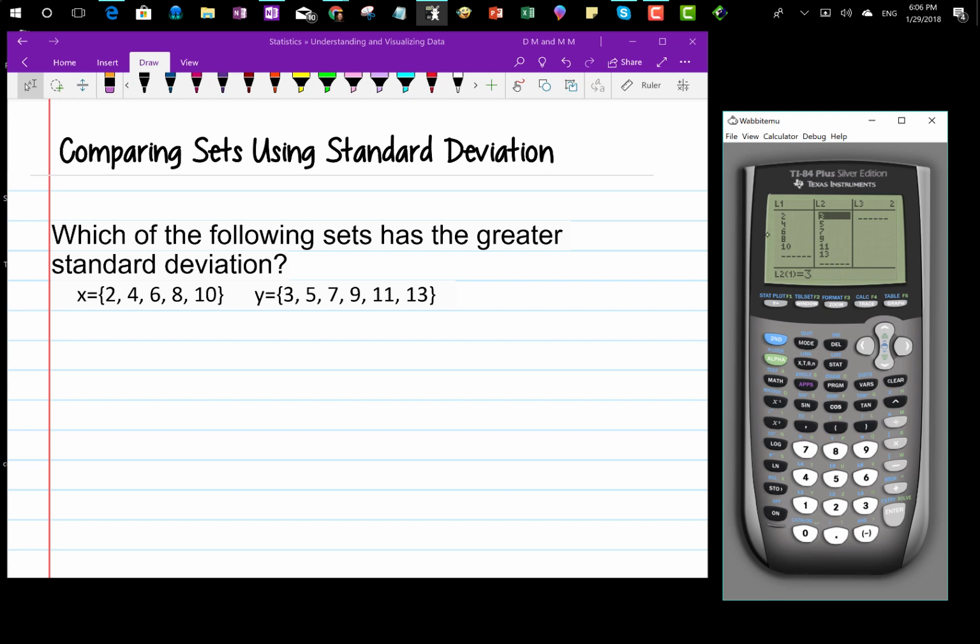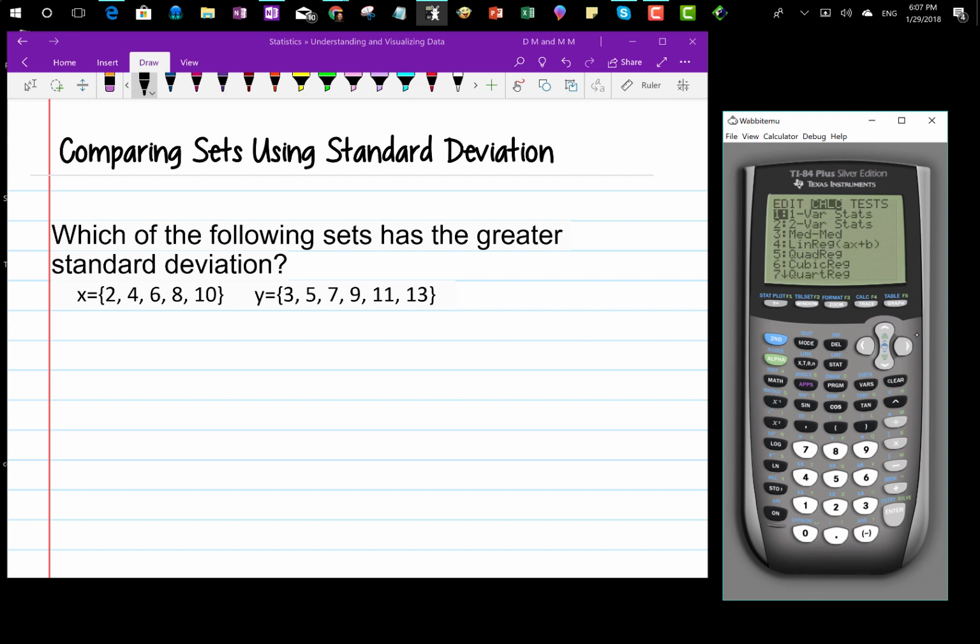And as you can see here, and even by looking over here and counting up data values, set X only has 5 data values while set Y has 6 data values. So this is important. Alright, so now we're going to press Stat and we're going to arrow over to Calc.